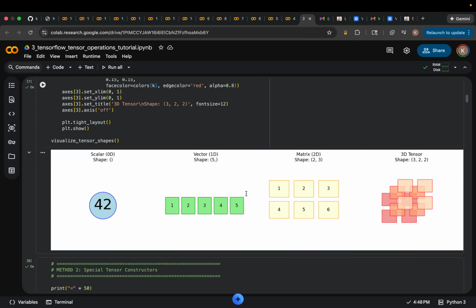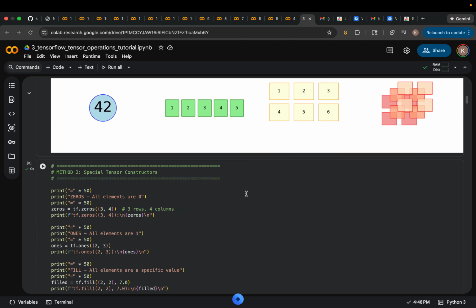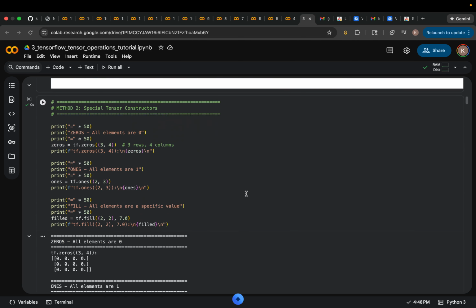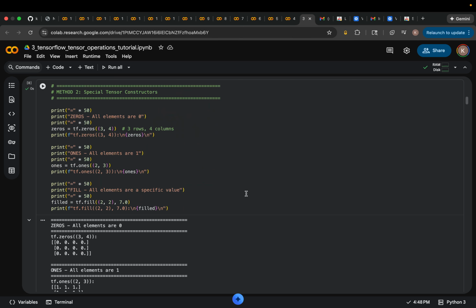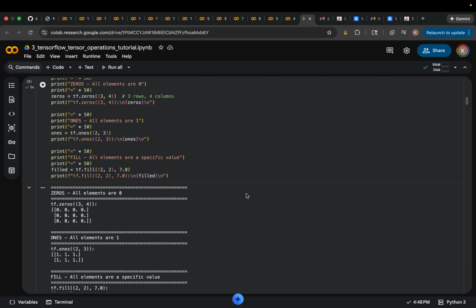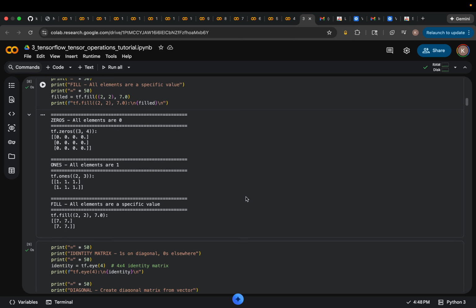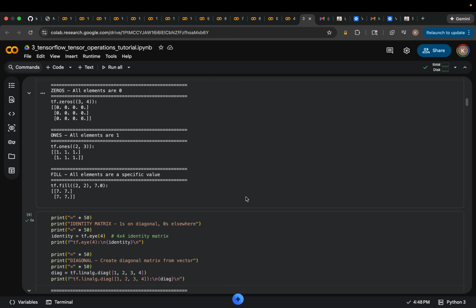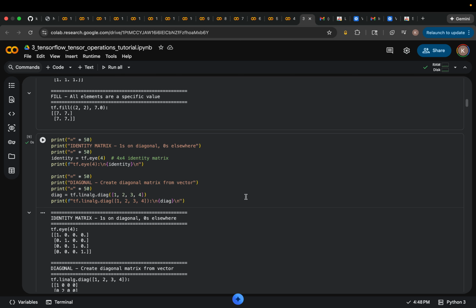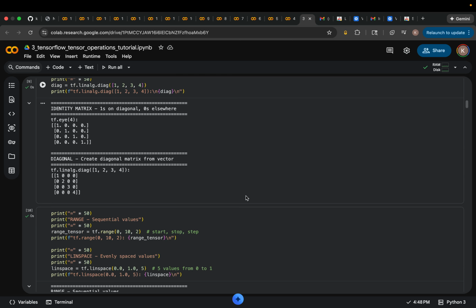Data type works the same. Float32 is your default, float16 for mixed precision. One thing TF does differently is type promotion. It's stricter than PyTorch promotion. Multiplying a float32 by a float64 will warn you instead of silently promoting.